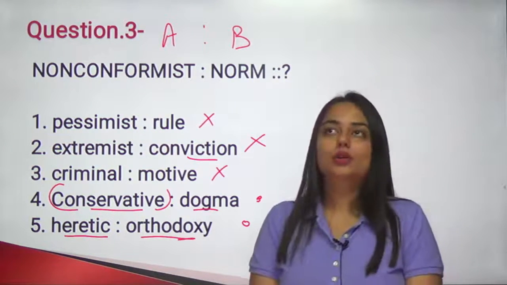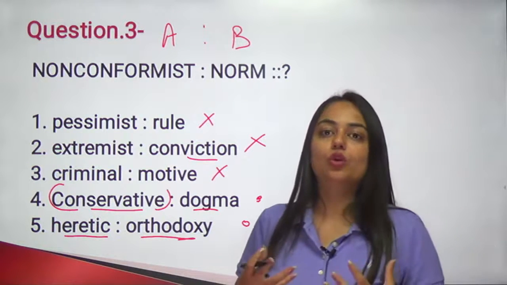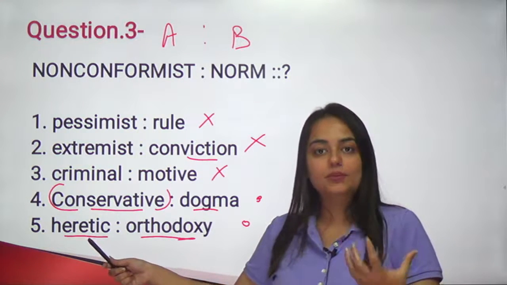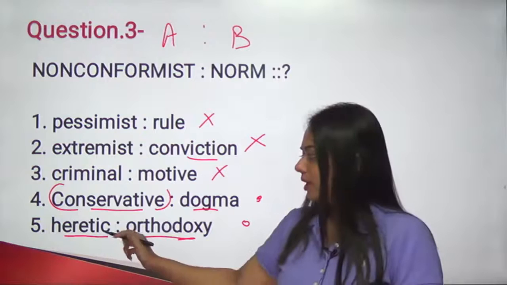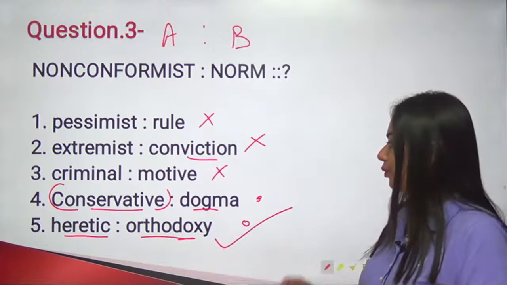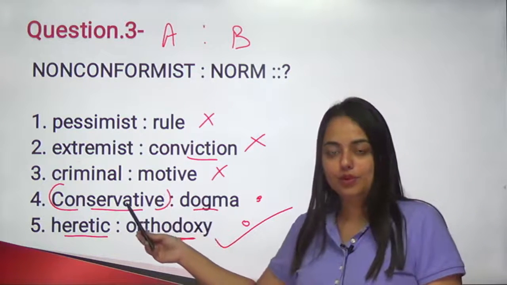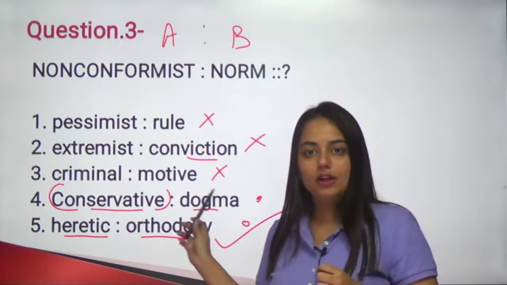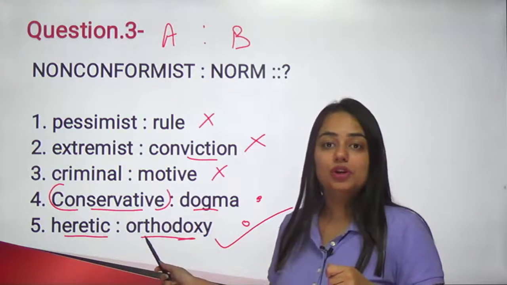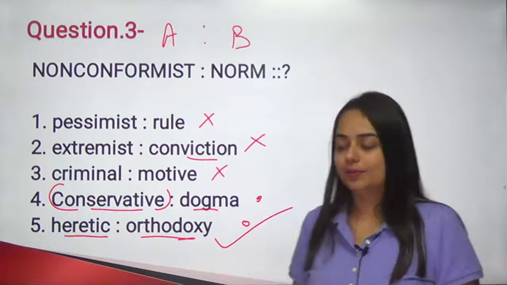So now you can say a heretic is a person who's eccentric, who doesn't like to follow what is going on, and he is non-conventional in that way because he comes up with his own ideas. So a person who is a heretic would never follow orthodoxy, and this is our right answer. Because a conservative would follow a dogma, a person who wants to conserve the old order will always adhere strictly to the old principles, but a heretic would never stick to the orthodoxy.